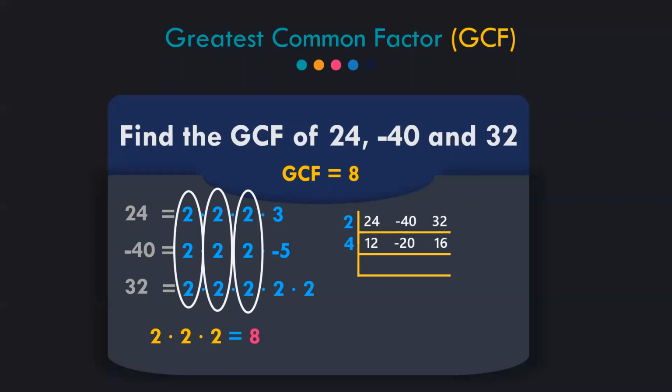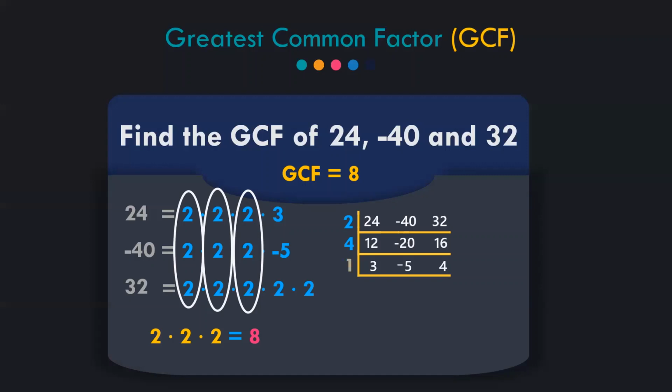So let's try to divide them now. 12 divided by 4, that is equal to 3. Negative 20 divided by 4, that is equal to negative 5. Then, 16 divided by 4 is positive 4. Now, we are down with 3, negative 5, and 4. So again, think of a number na pwedeng makapag-divide sa kanilang tatlo. And that number is 1.